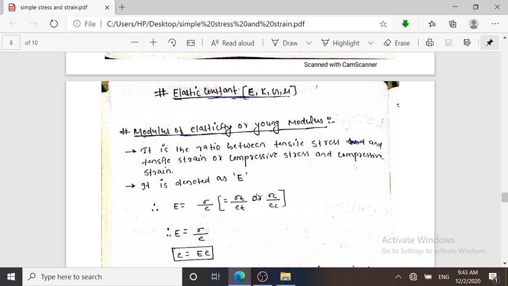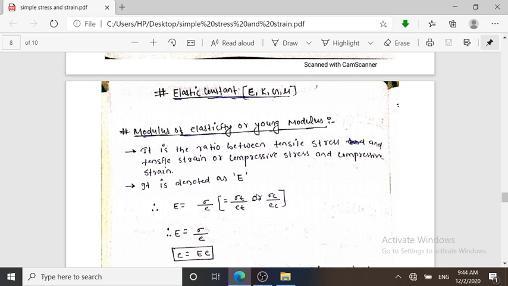So let us talk about E, modulus of elasticity or Young's modulus. Young's modulus is also known as modulus of elasticity. It is the ratio of tensile stress to tensile strain, or compressive stress to compressive strain. Remember, modulus of elasticity or Young's modulus is defined as the ratio of tensile stress and tensile strain, or compressive stress and compressive strain.